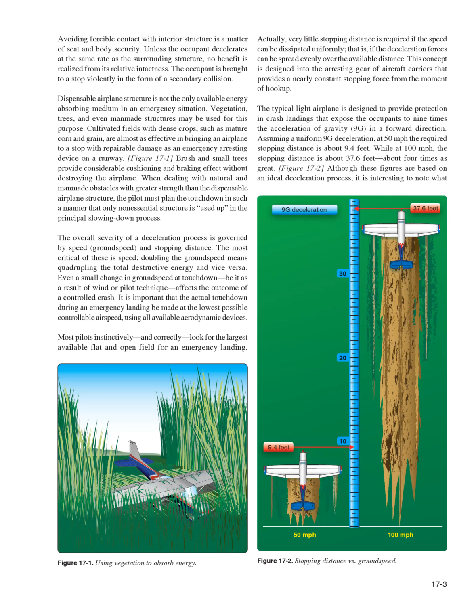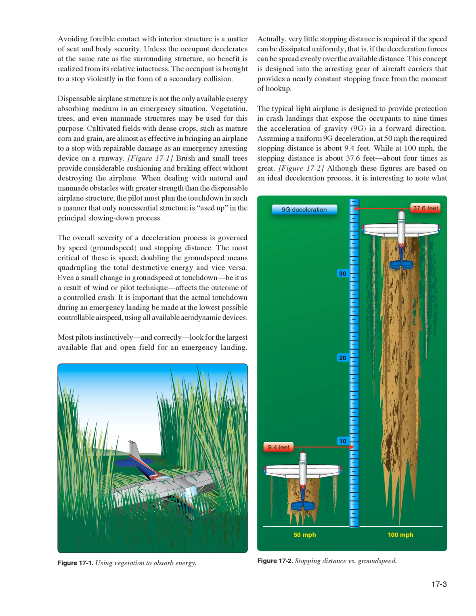Avoiding forcible contact with interior structure is a matter of seat and body security. Unless the occupant decelerates at the same rate as the surrounding structure, no benefit is realized from its relative intactness. The occupant is brought to a stop violently in the form of a secondary collision.